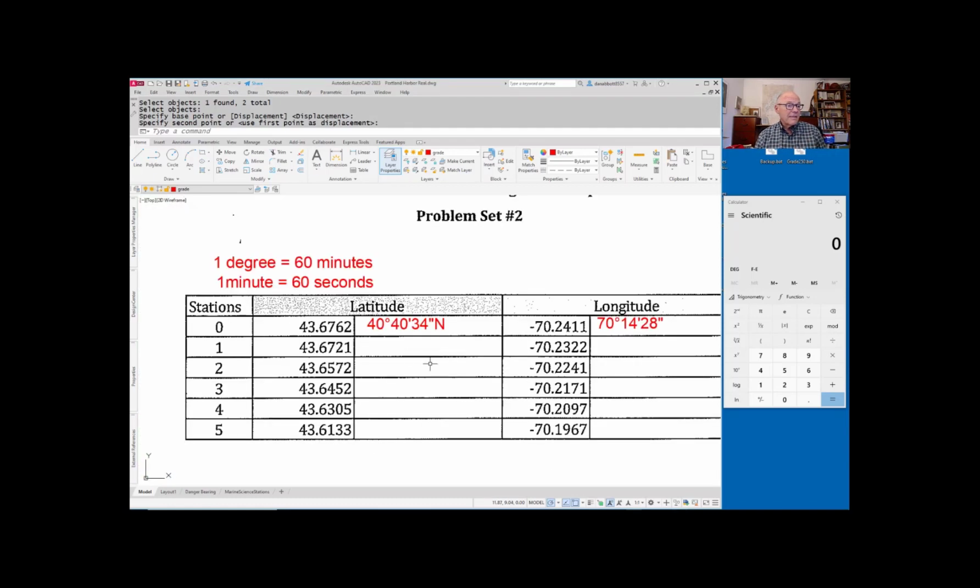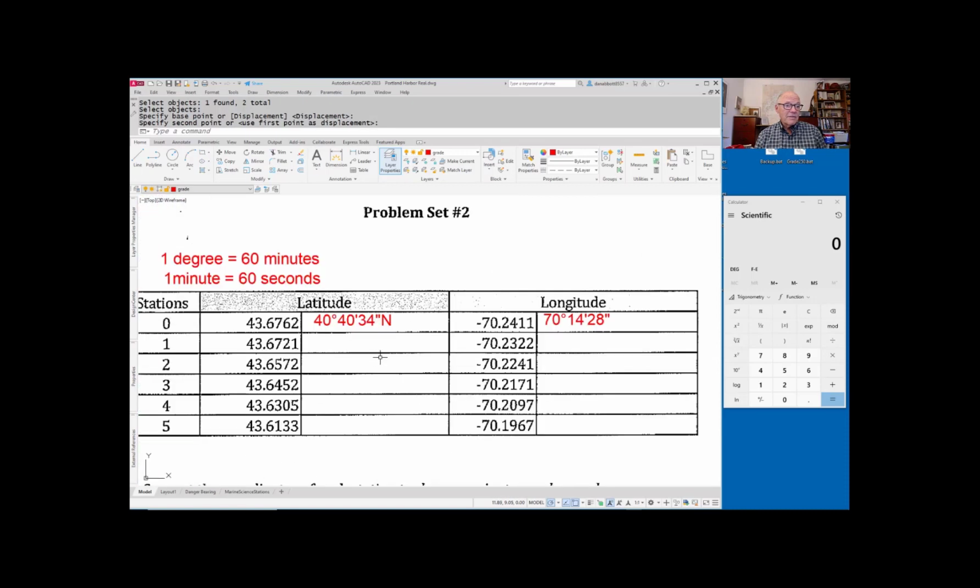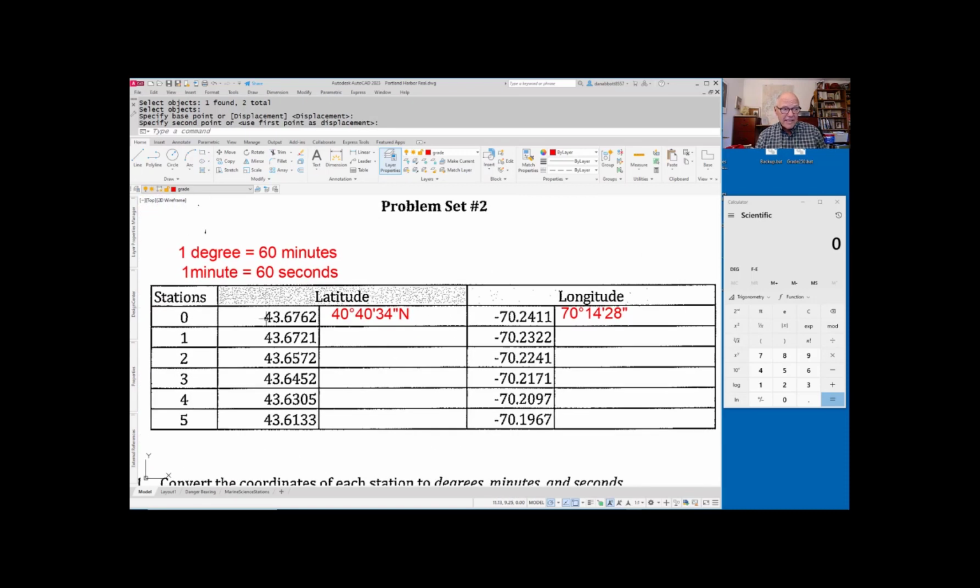First one is one we did in class. I'm going to go through and do it again, but what we're looking at is this. That's 43 degrees, and then 6762 as a decimal portion of 1 degree.